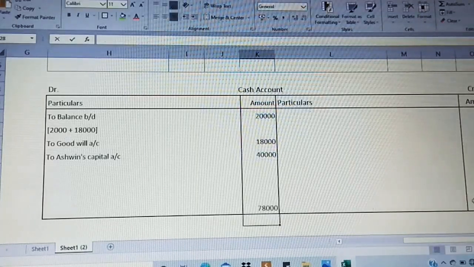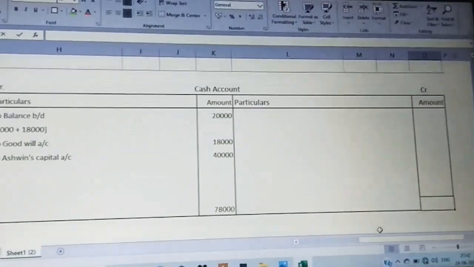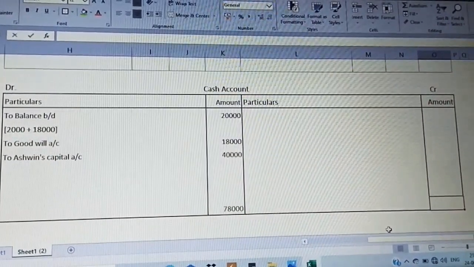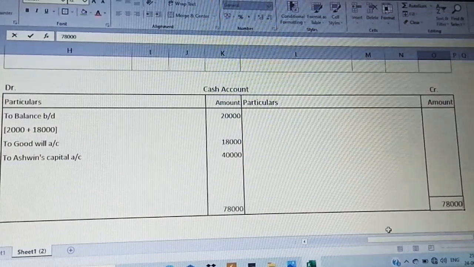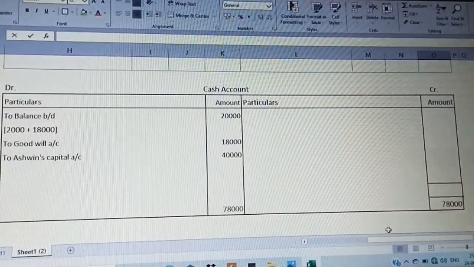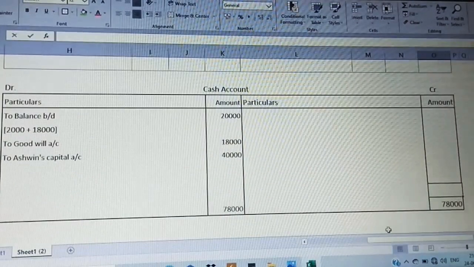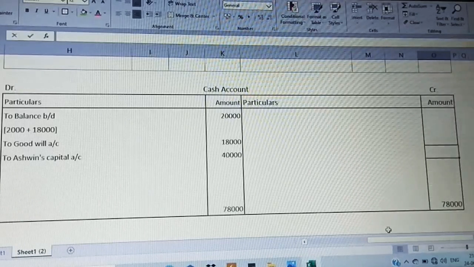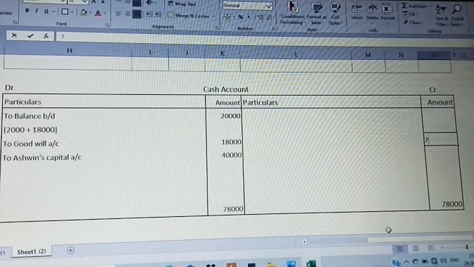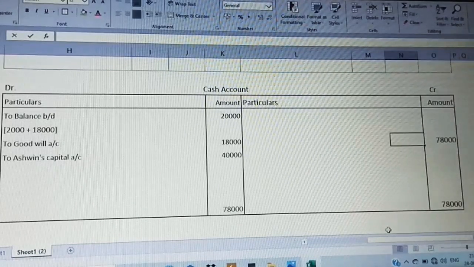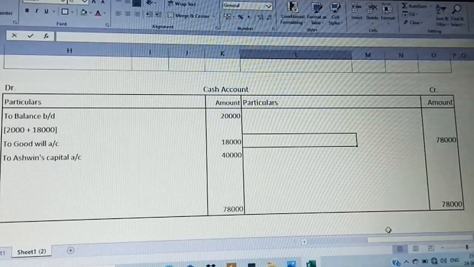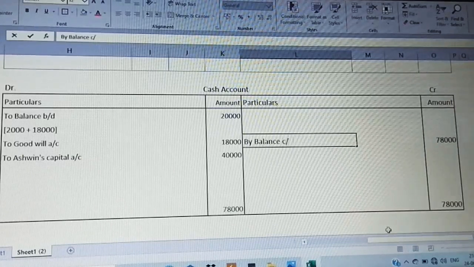So I get 78,000 as a total on the debit side. The debit side total is what I'm going to take up on the credit side as well, because commonly what we follow is that whichever side is greater is going to be the total on both sides. Now as we don't have any adjustments on the credit side, we have to take the same total as a balancing figure. So it's going to be by balance carried down.